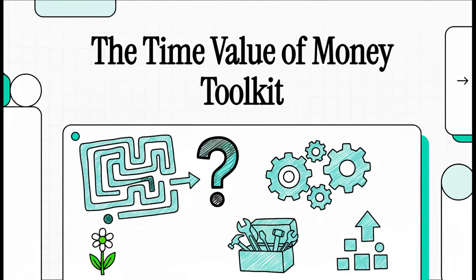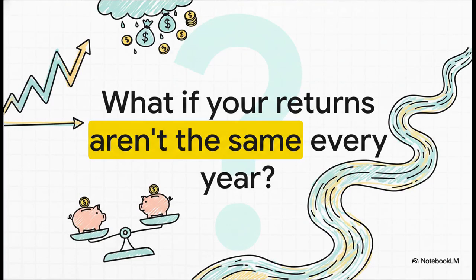What happens when the real world doesn't follow a neat, predictable plan? I mean, let's be real, right? The world is messy. Your investment returns go up and down, your income might change, and your expenses are, well, they're never perfectly predictable. So how in the world do you plan for your financial future when the money coming in isn't just some simple, steady stream?